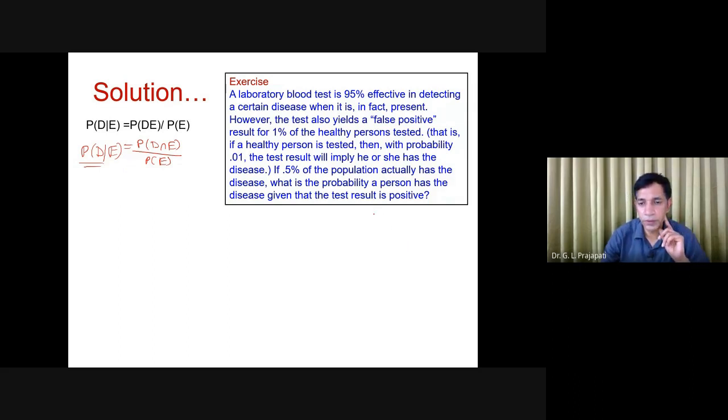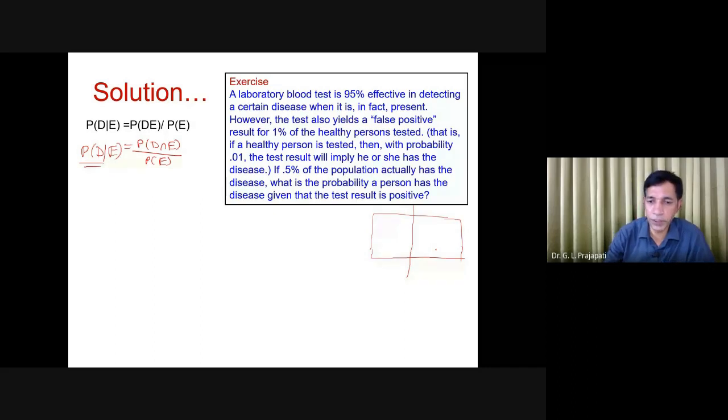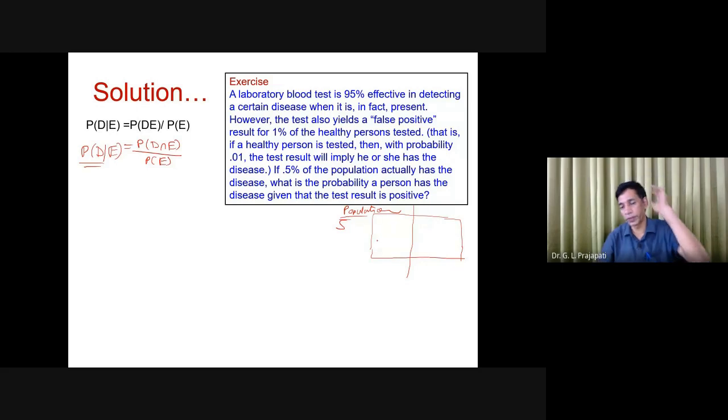So here you have, okay, this is the sample space, and it says that there are two partitions. Sample space consists of what? Sample space consists of the population. So this is the population, and this sample space is the total population you have.